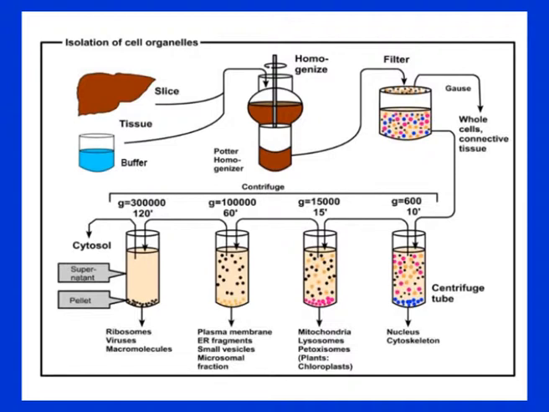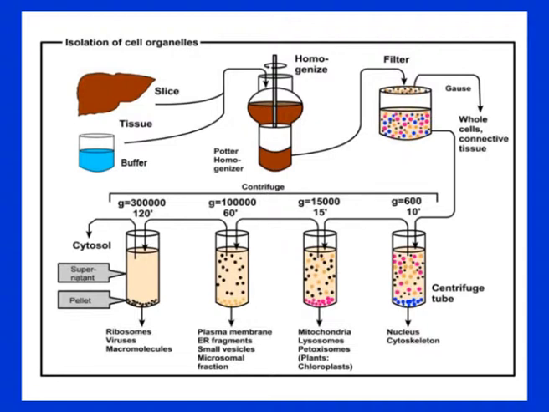Then as you go on centrifuging, after each step you will find that, as we have seen in order, the nucleus and other things will come first after the cell debris, as I have shown here, like whole cell, nuclei, chloroplast. Likewise, after a certain period of time the nucleus and cytoskeleton are sedimented, or you can say pelleted, and as you go along for more time, mitochondria, lysosomes, peroxisomes, chloroplast, etcetera will sediment. Then more time will be taken by plasma membrane, ER fragments, and microsomal fractions to sediment, and then finally ribosomes at very high speed and after a longer period of time; ribosomes, viruses, and macromolecules will sediment.